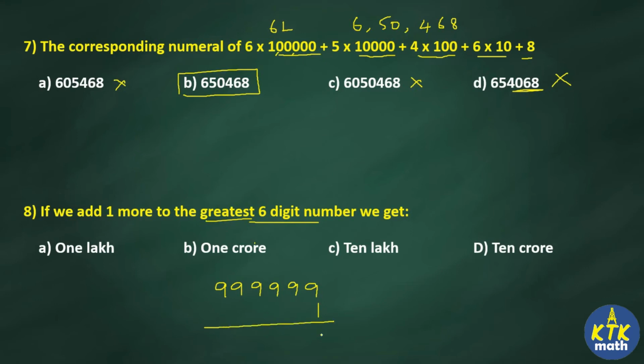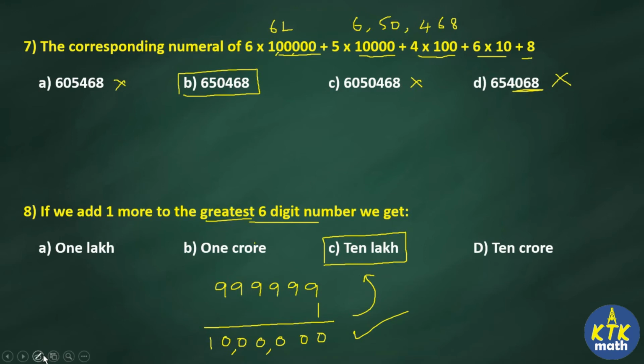You are going to get 0 0 0 0 0 0 1, but the numeral is not given in the options containing only the words. So you just try to separate this with commas. It is going to be 10 lakh. So when I am adding 1 to the greatest 6-digit number, your answer is 10 lakh. You just convert the given statement into numeral, and then again you can convert the numeral into words. You got the answer now.